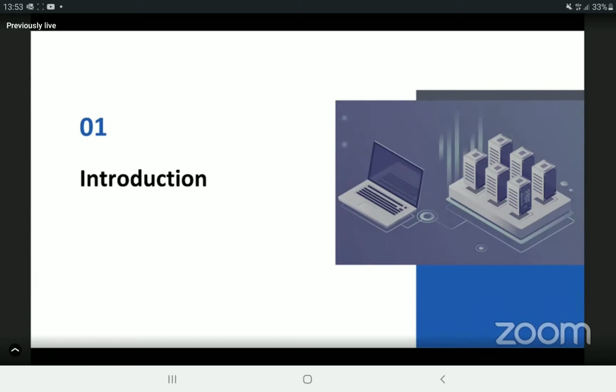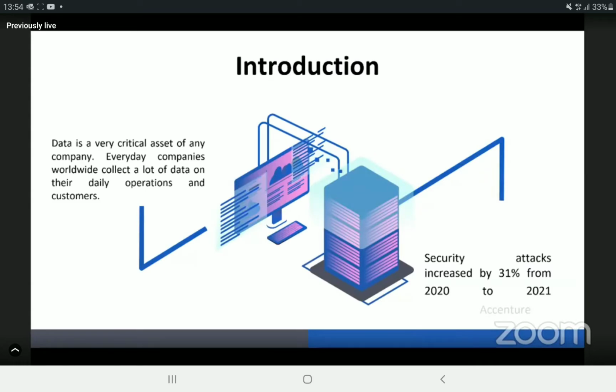Speaking about attacks, there's a report by Accenture, their 2021 State of Cybersecurity Resilience report, that says that security attacks increased by 31% in 2020. It'd be from 2020 to 2021. Now, these security attacks are not abating even in 2022. Again, they continue to increase.